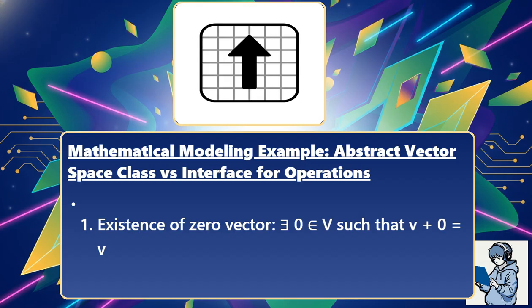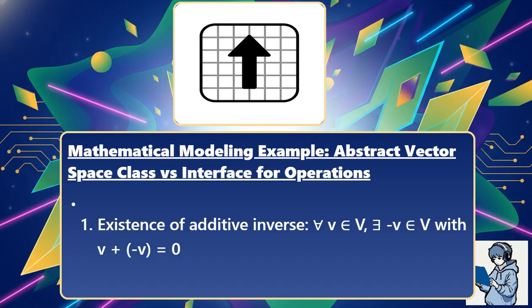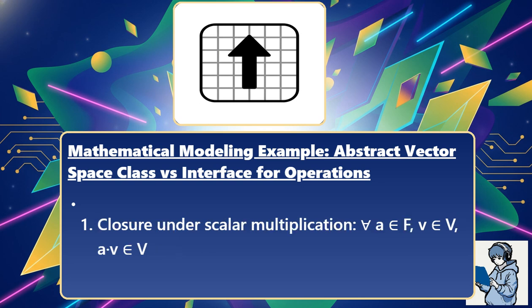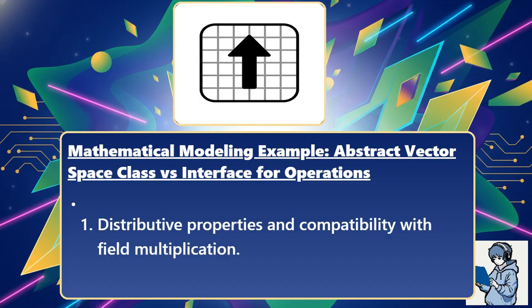Existence of zero vector. There exists 0 in V such that v + 0 equals v. Existence of additive inverse. For all v in V, there exists -v in V with v + (-v) equals 0. Closure under scalar multiplication. For all a in F and v in V, a times v is in V. Distributive properties and compatibility with field multiplication.